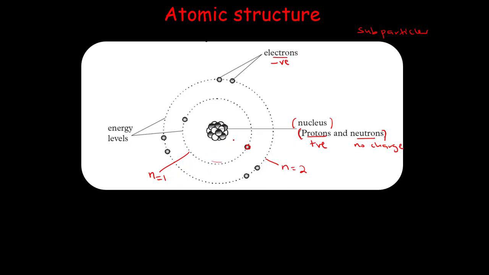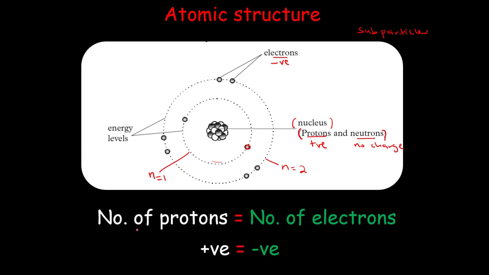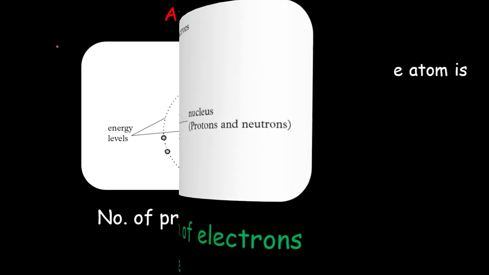One thing to know is that an atom has no overall charge. Yes, it has charged particles, the protons and electrons, but all together the number of protons is always equal to the number of electrons. And because the charges are equal and opposite, they will cancel out. So if you have an equal number of protons and electrons, these positive and negative charges will cancel out. So an atom is electrically neutral. It has no charge. Yes, that's all about the structure of an atom.